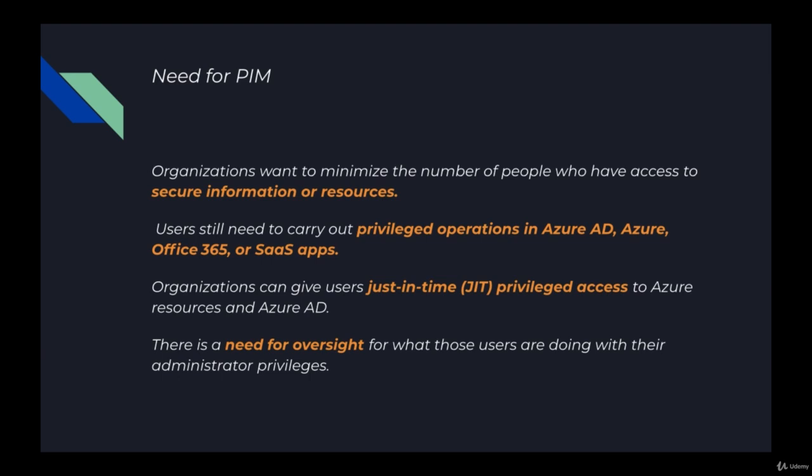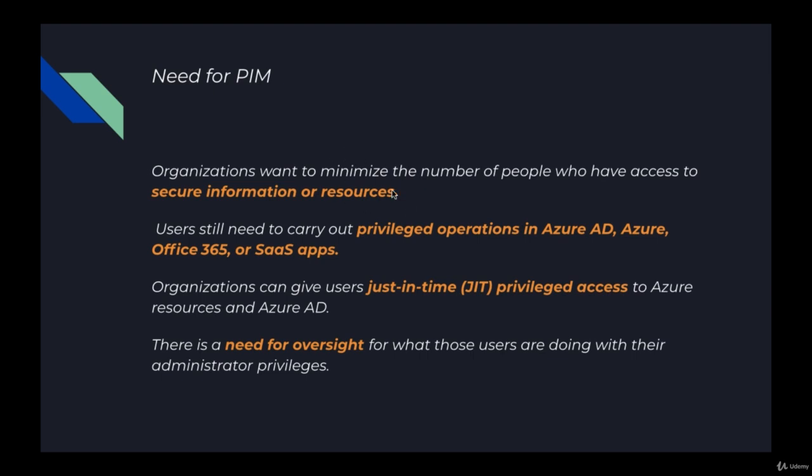Another question which helps to understand the topic well is: what exactly is the need for privilege identity management, or the reasons to use it? Organizations doing business want to minimize the number of people who have access to secure information or resources in the organization. The reason is that it reduces the chance of a malicious user, or a user with malicious intention, getting access, so that it should not impact any sensitive data in the organization.